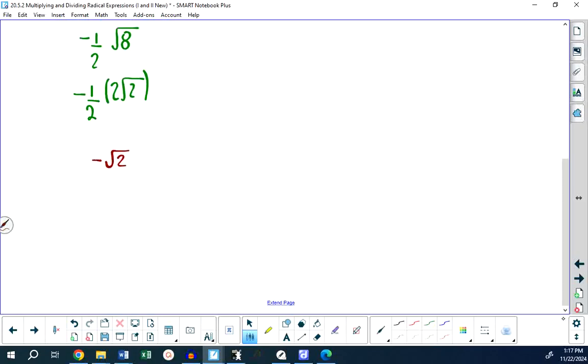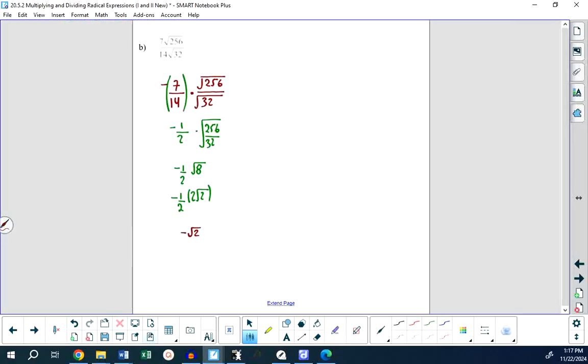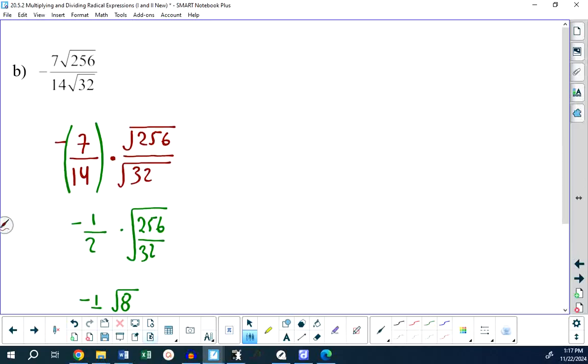That's the answer. Now I want to go back to the beginning here. You didn't need to do all of this breaking it up into two fractions. You could have just said, well, it's negative 1 over 2 root 8. You can divide the coefficients and you can divide the radicands. And when you simplify that, you get negative 2 root 2 over 2. So you're still left with negative root 2. All of that other stuff in green, that's just me explaining why it's going to work.